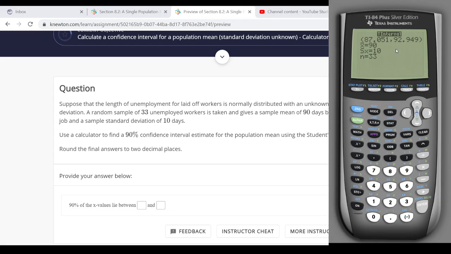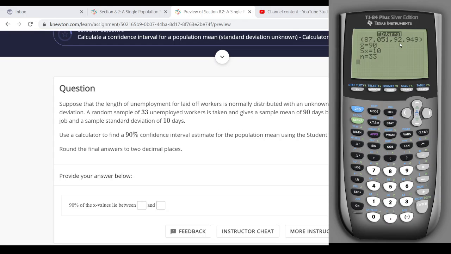So we'd say that we're 90% confident that the population mean, the average length of unemployment for all laid off workers, is somewhere between 87 days and 92 days, almost 93 days.